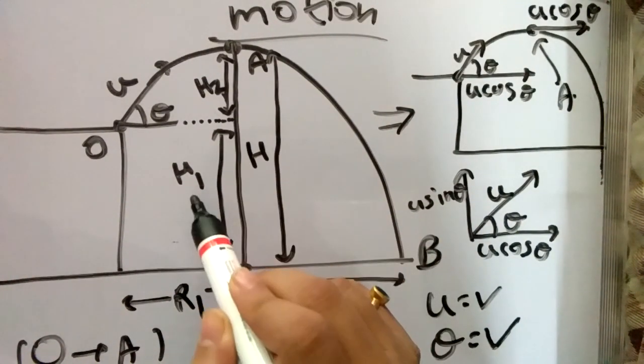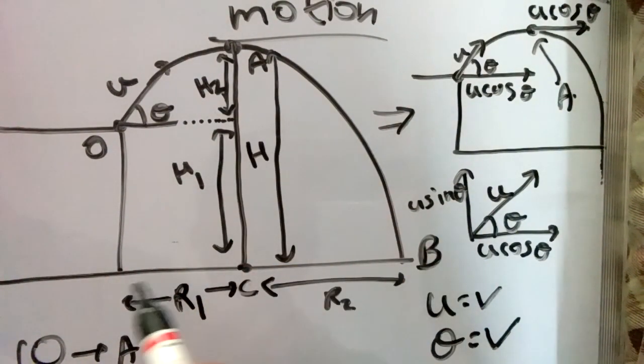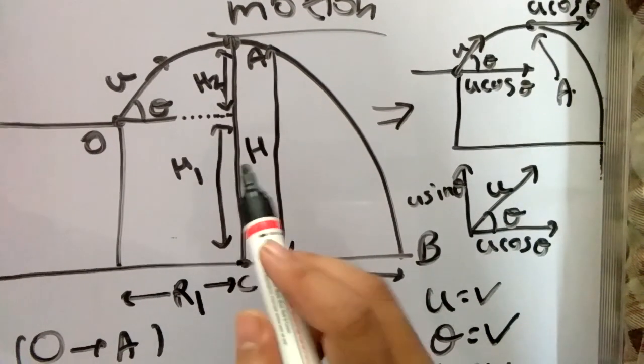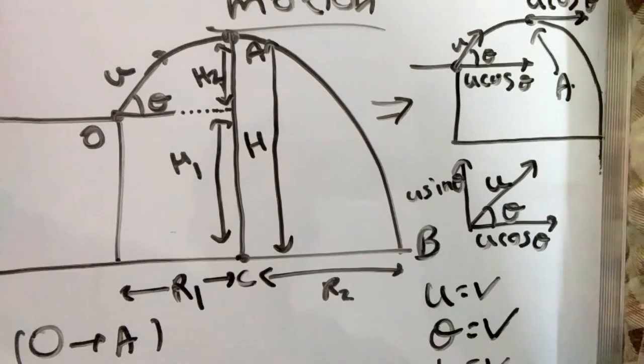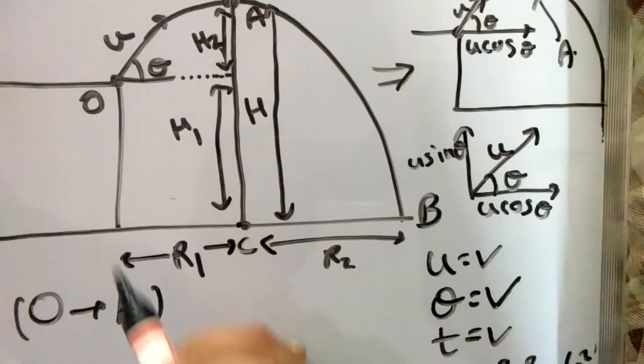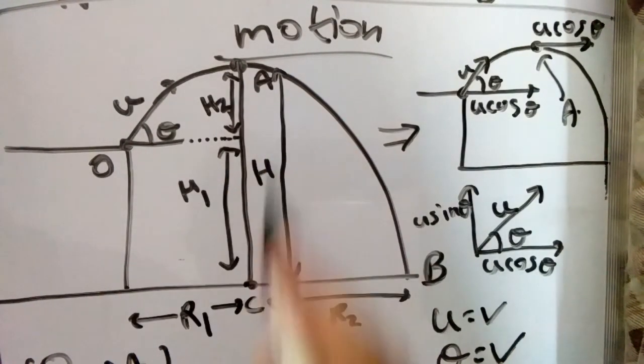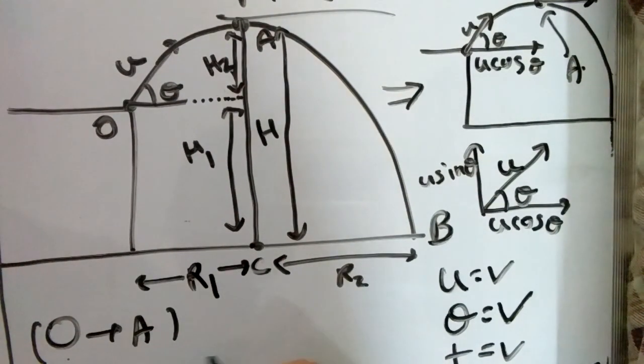This is the height of the cliff h1, and this is the whole range from this point, r1 plus r2. So these two formulas we will derive in this session. Let's start. Let's move from O to A, these two points. I will write the equations here.